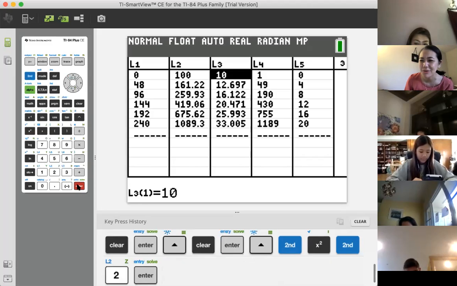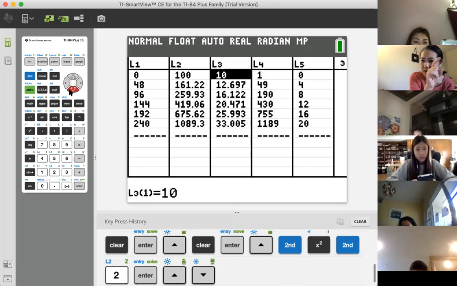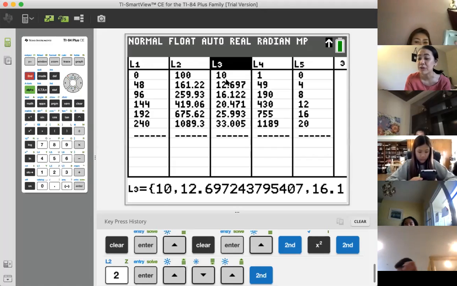Okay, let me take a pause. Questions? It gives me an error when I try to do it. Make sure that you highlight the L3 and not the cell below L3. All right. Did that fix it, Karis? Yeah. Okay, cool. All right, so now let's go ahead and graph L1 and L3.